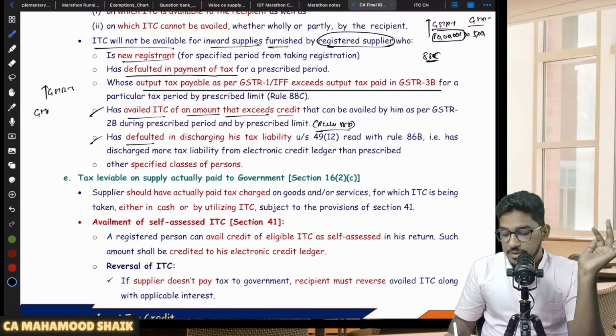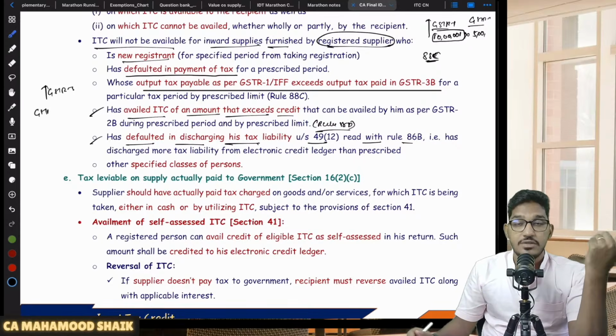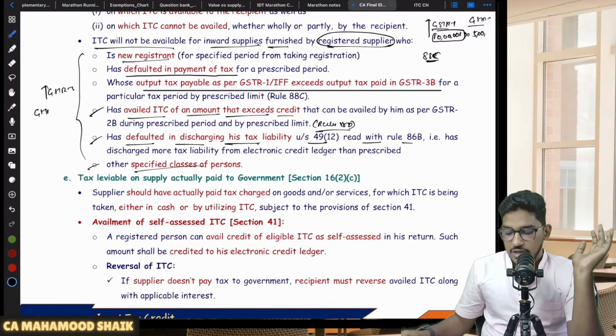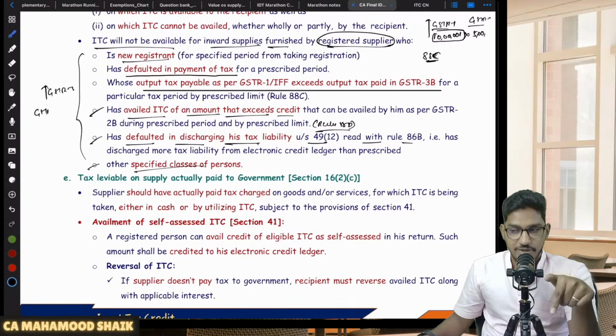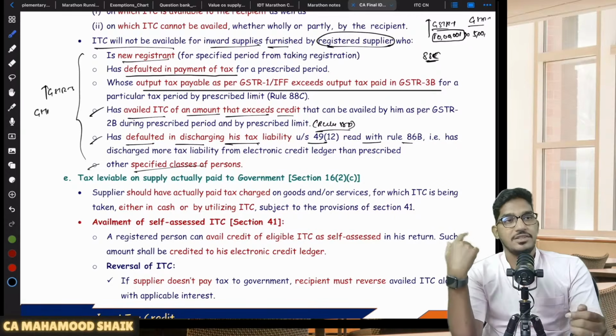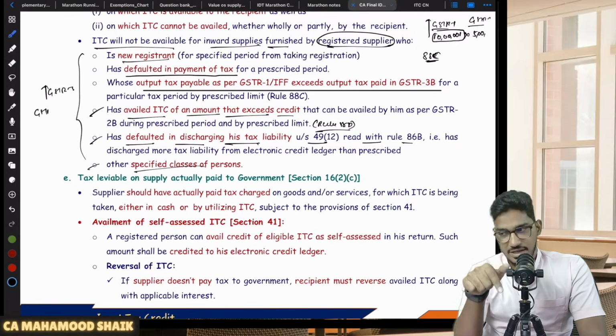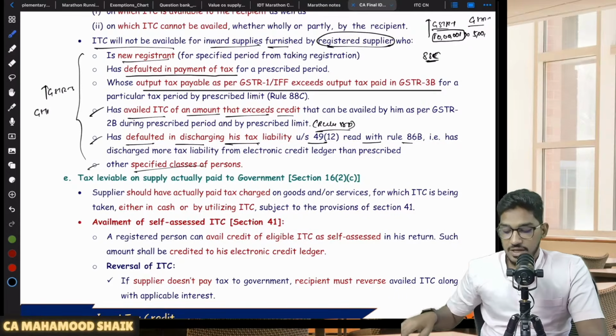And if your supplier has made a default in discharging his tax liability under 49(12) read with Rule 86B, in case you are buying from such a supplier who has violated the provisions of Rule 86B or other specified class of persons, see the irony here: your supplier is making the mistake, but for you ITC will be restricted. Your supplier has committed a mistake, and ITC will be blocked for you. So these are not non-compliances done by you.